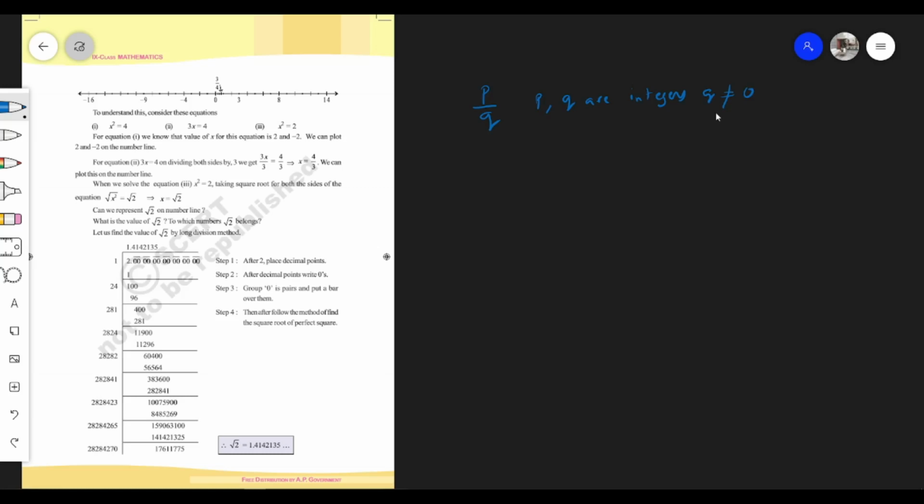Also, we have discussed converting the rational numbers, those that are not integers, into decimal forms, and there we have encountered two kinds of decimal forms. One is terminating decimal form and the other one is non-terminating recurring decimal form. Also, we have plotted a few rational numbers on the number line.